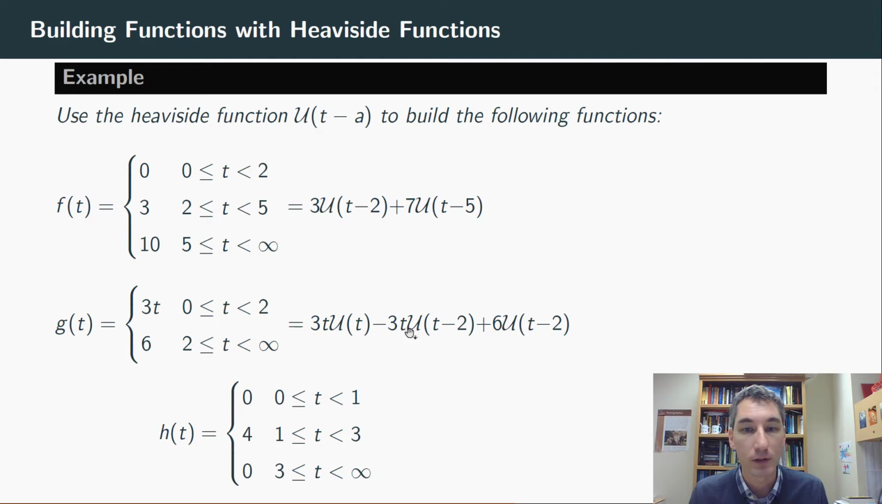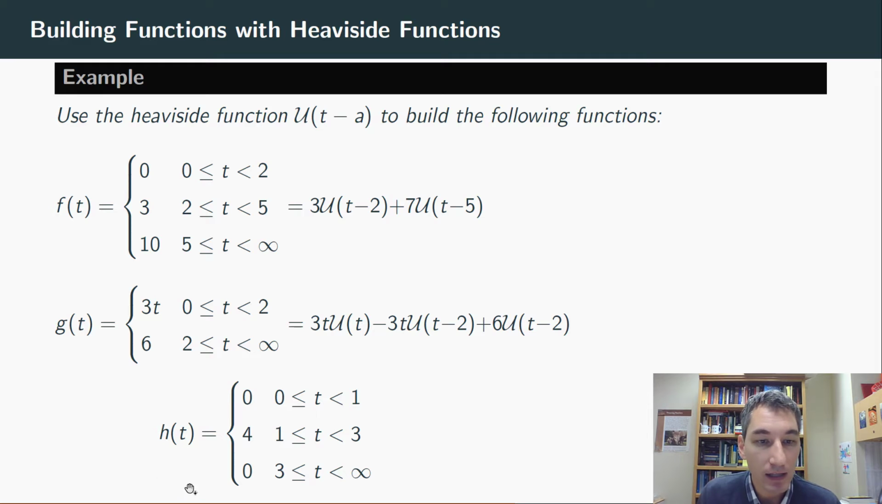Well, how do you turn it off? Well, you just subtract 3t, so that starting at 2, both of these are 1 and 1, and then you get 3t minus 3t is 0. So that's gone. But then we need to be at 6, so we turn on a 6 function starting at 2. Okay, so you get the 3t function turns on at 0, the 3t function turns off at 2, and then the 6 function turns on at 2.